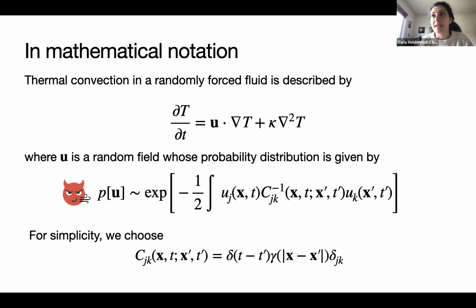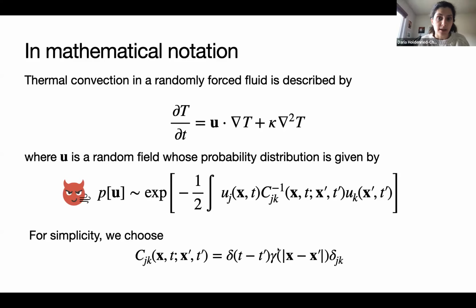So in mathematical notation, what does that look like? We're trying to understand the time evolution of the temperature field T as a function of this velocity u, which again is a random velocity drawn from a well-defined probability distribution. And it's also diffusing with a thermal diffusivity constant kappa. So again, the probability distribution from which the velocity is drawn is taken to be Gaussian. And in this case, we take this correlation function to have a very simple form. It's a delta function on time.